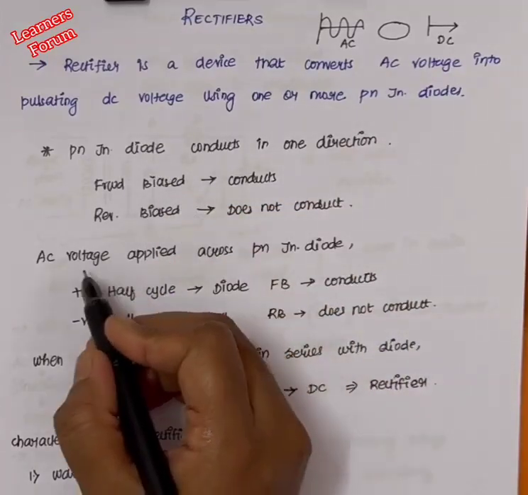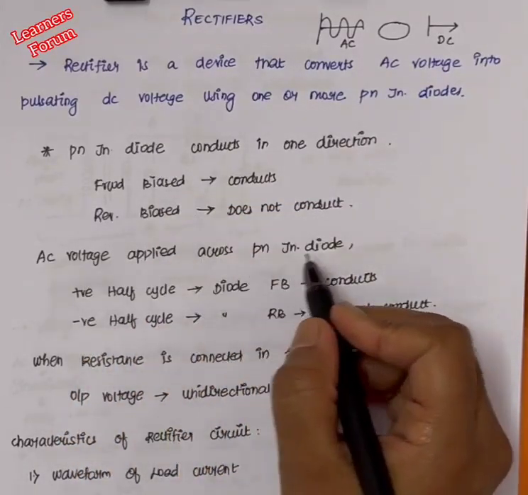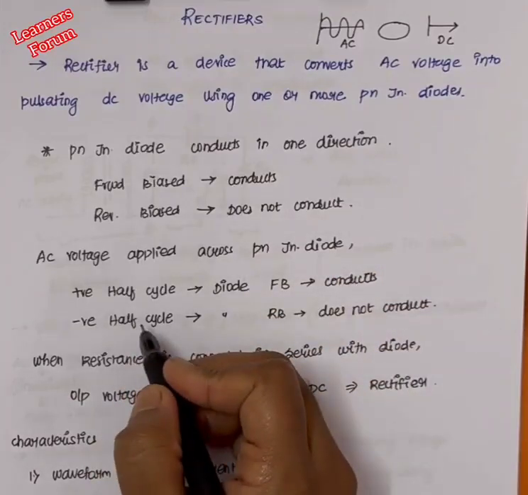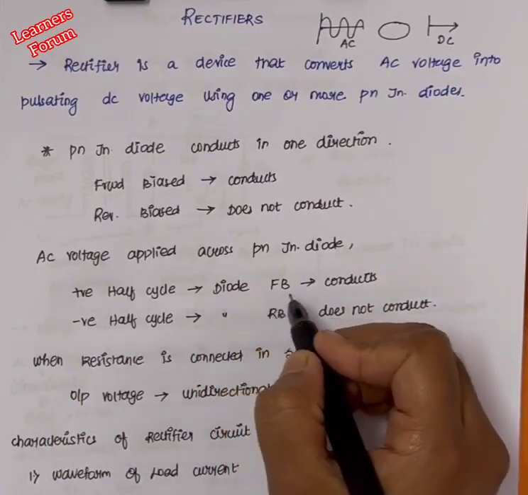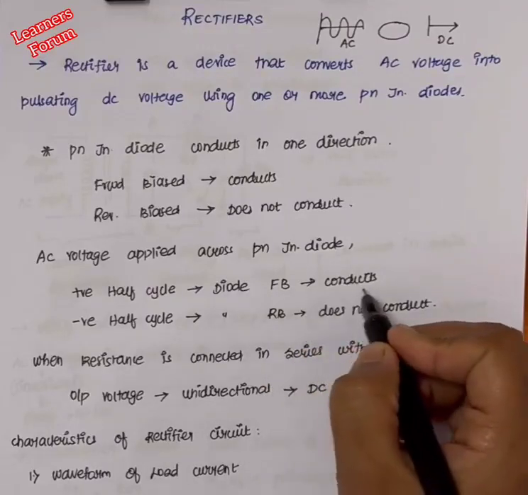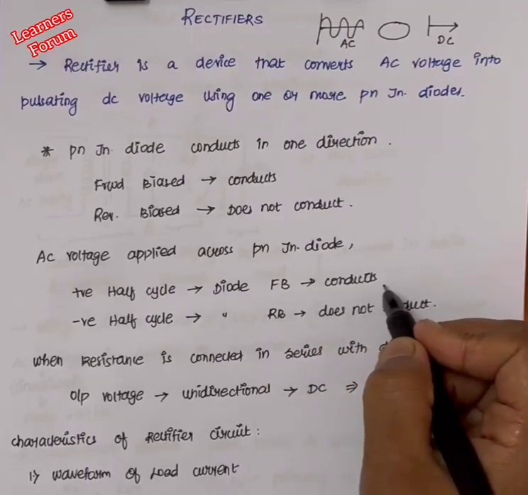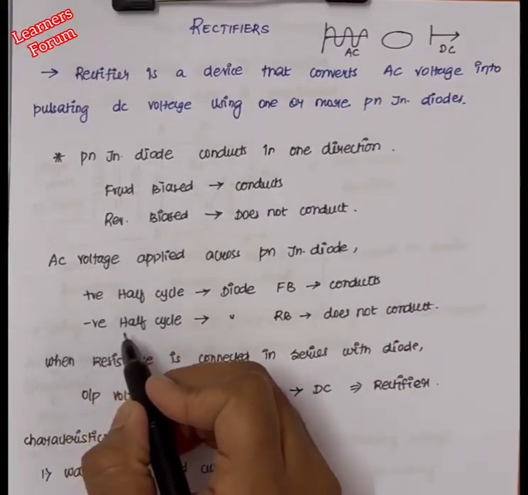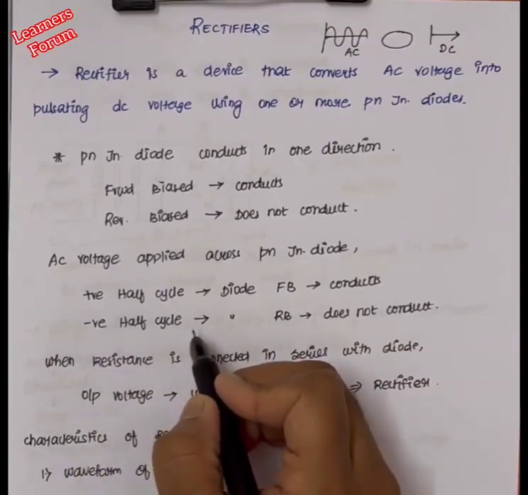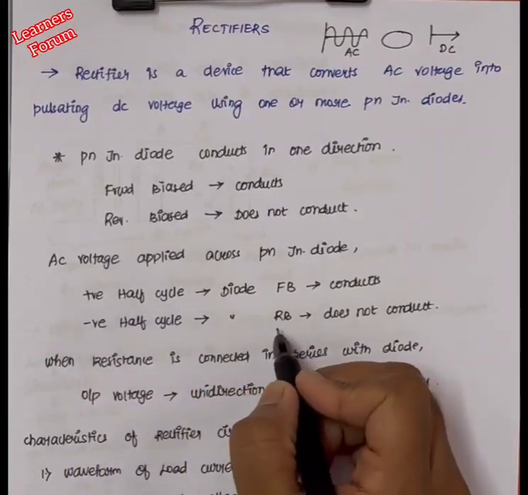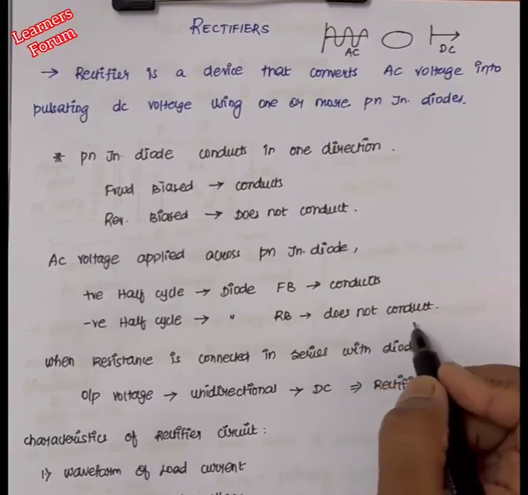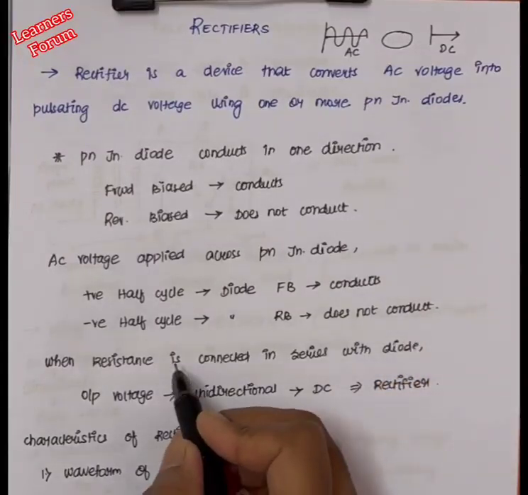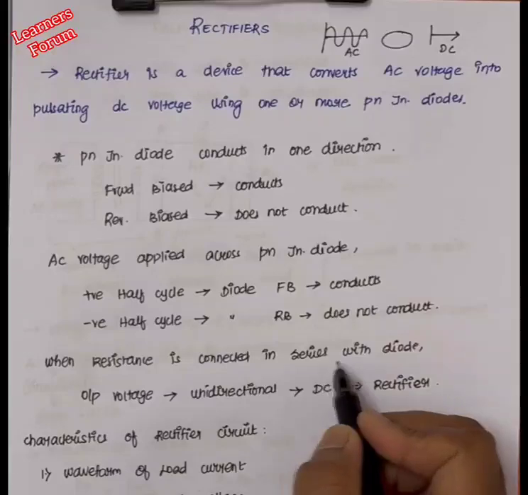When an AC voltage is applied across a PN junction diode, two things will occur. When it is the positive half cycle, the diode will be under forward biased condition and it conducts, so we will have the flow of current here. Whenever the negative half cycle is happening, the diode will be in reverse bias condition, which means it does not conduct. So there will not be any flow of current over here. In this condition, a resistance is connected in series with the diode.